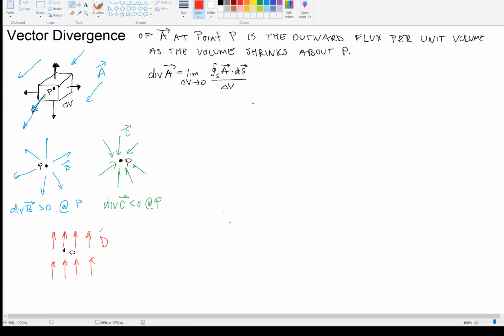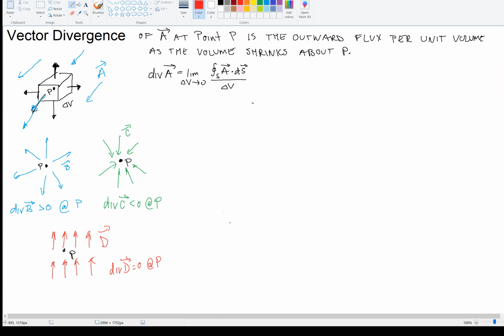And here's vector field D. Here's point P. So in this case, it would turn out that the divergence of D is equal to 0 at point P, and that's because the arrows neither converge nor diverge. Okay, so that's the interpretation here, and this is actually going to be very useful in electromagnetics.